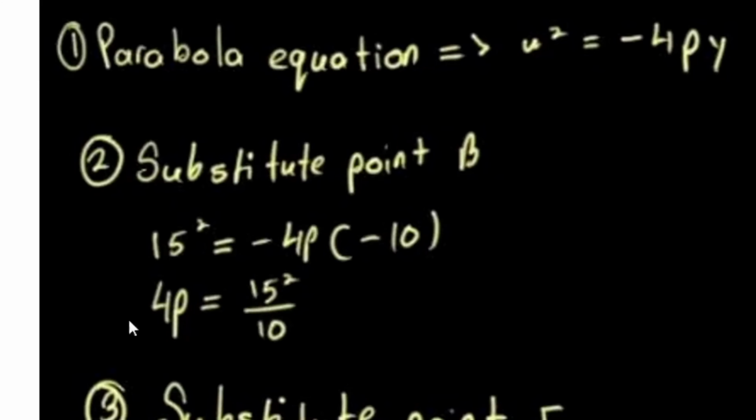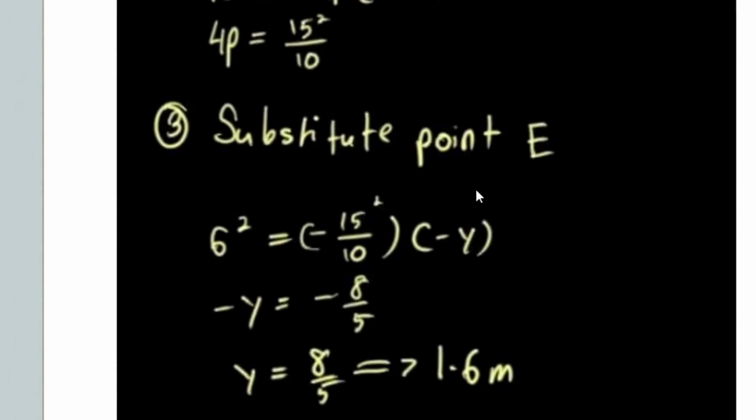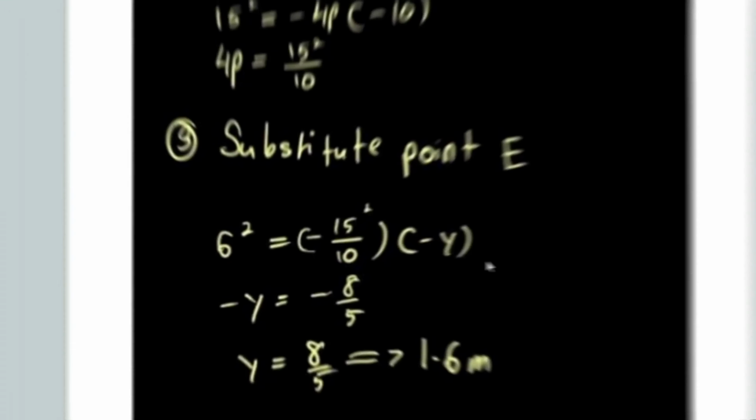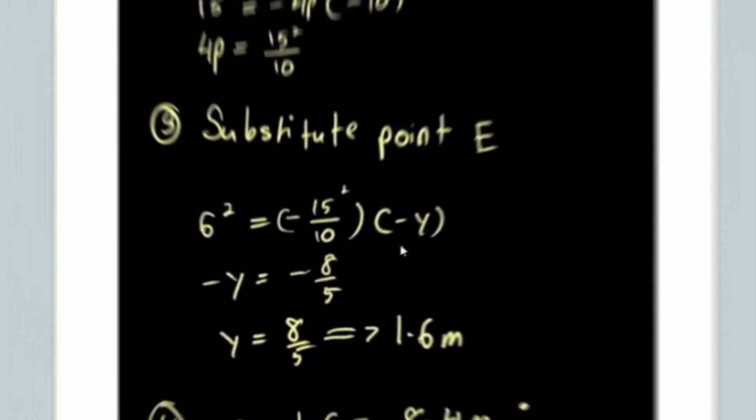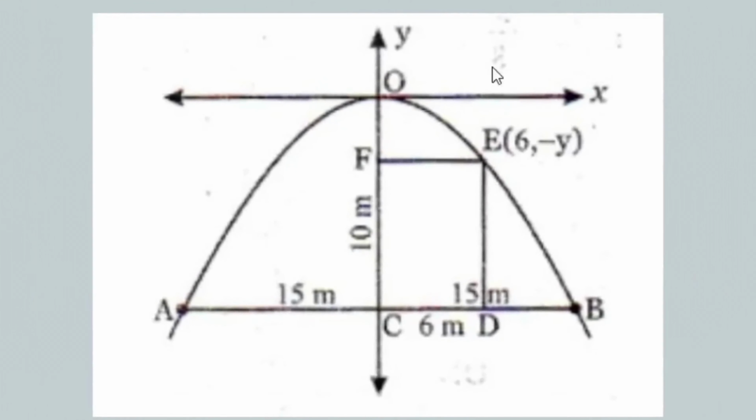Once we found the value of 4p, we can use it and substitute point E into the equation, so we can find the value of negative y. Then we'll end up with 6 squared equals negative 15 squared over 10 times negative y. In the end, we'll get y equals 8 over 5, or 1.6 meters. This 1.6 meters is referring to the distance from the x-axis to E.